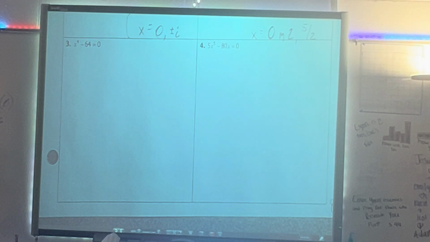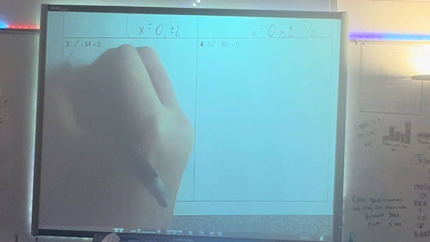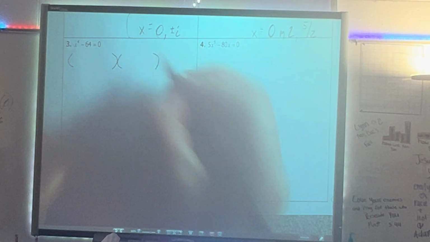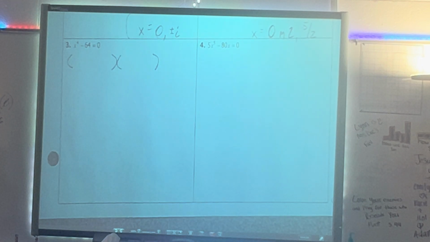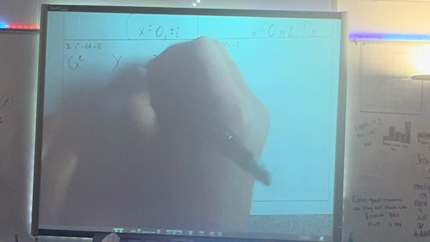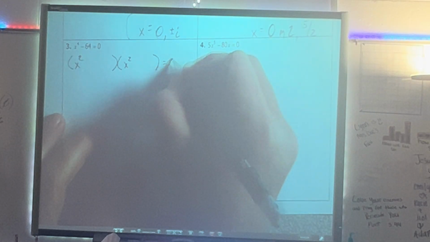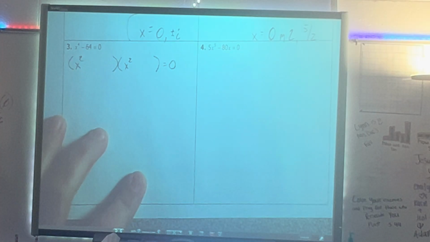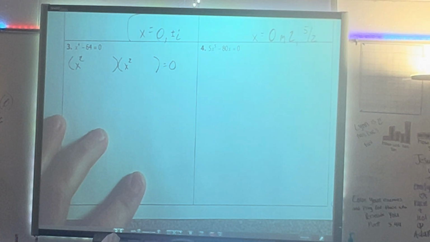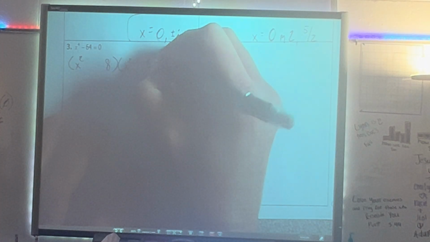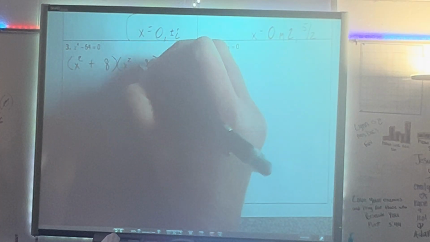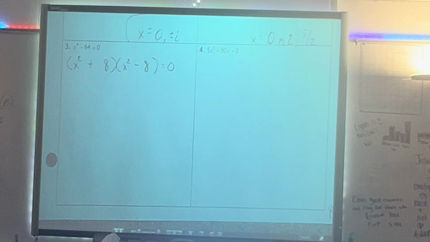All right, it is a difference of squares, which means I'm taking the square root of x to the 4th. What is the square root of x to the 4th? X squared. So I have x squared, x squared. I'm taking the square root of 64, which is what? 8. One of them's positive, one of them's negative. That's the only way that this works. Are we okay there?